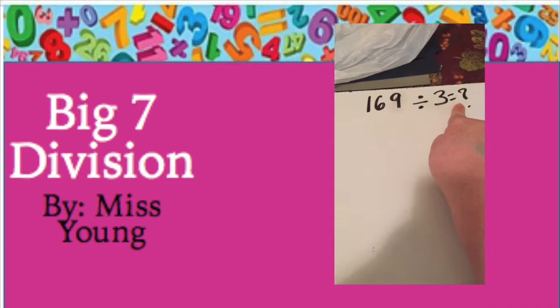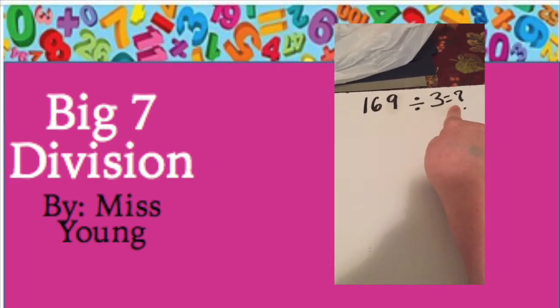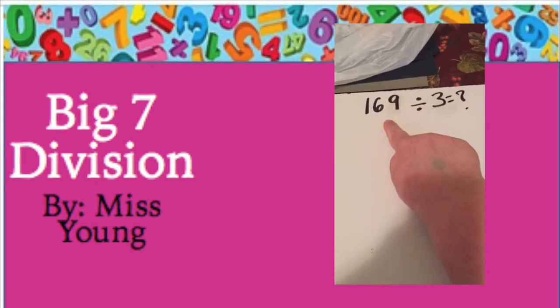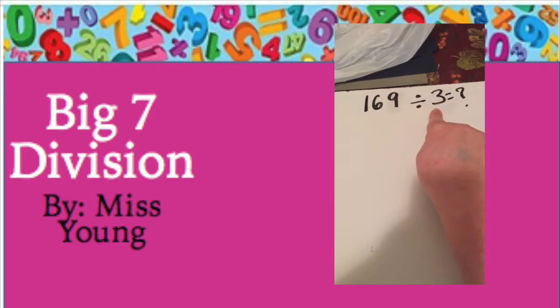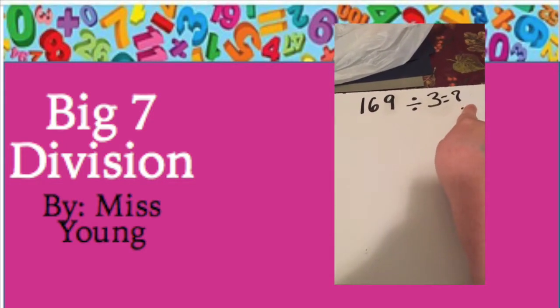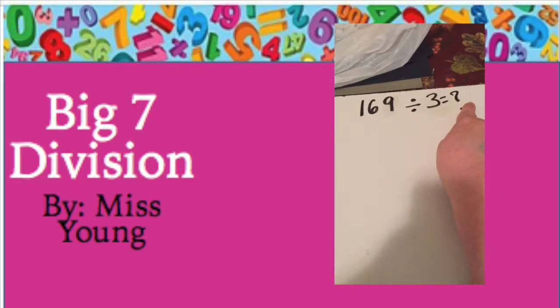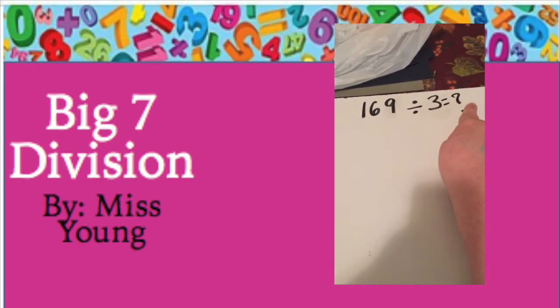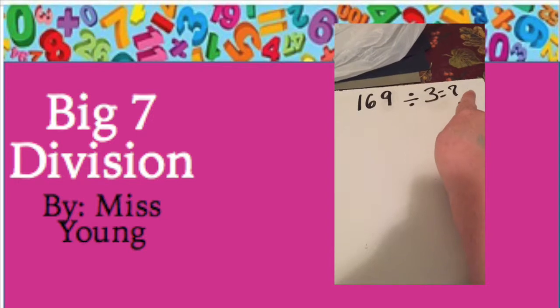Then I need to find my quotient. The quotient is the answer. So if I have 169, they're going into 3 boxes. How many cupcakes go in each box? That's what I want to figure out. So the quotient will tell me how many items are in one group.